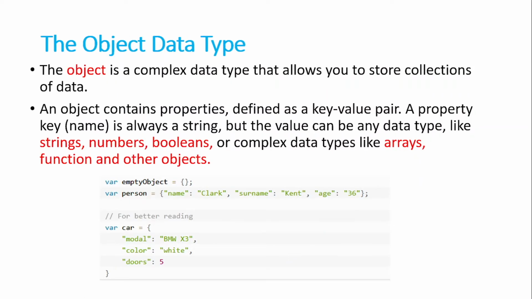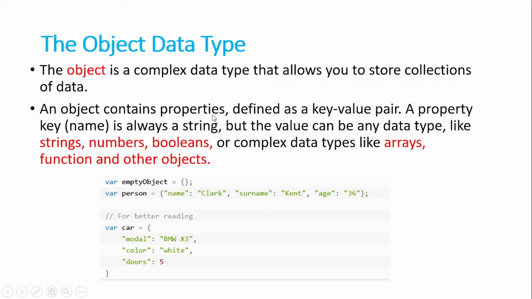Then we also have an object data type, which contains multiple variables. The object is a complex data type that allows you to store collections of data. So collections of data means we can store multiple variables. Those variables are called properties, and these are the values. So properties and values.